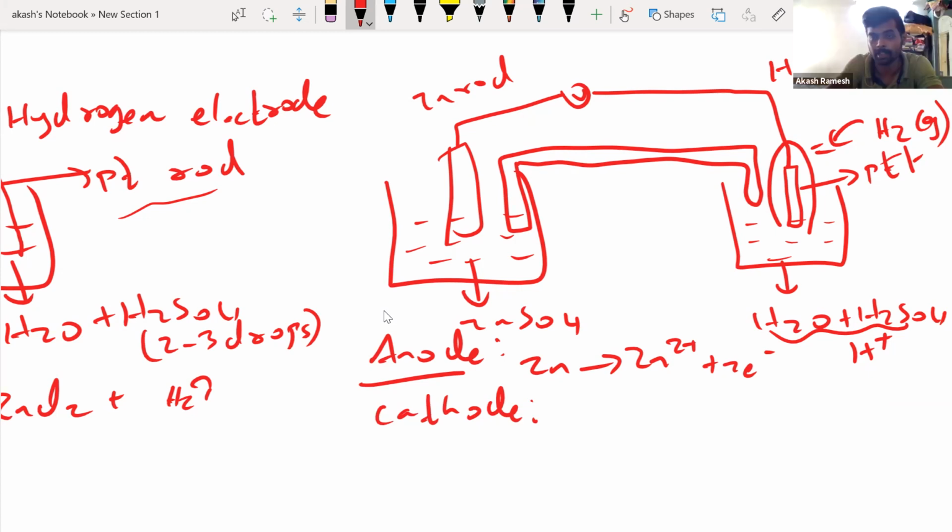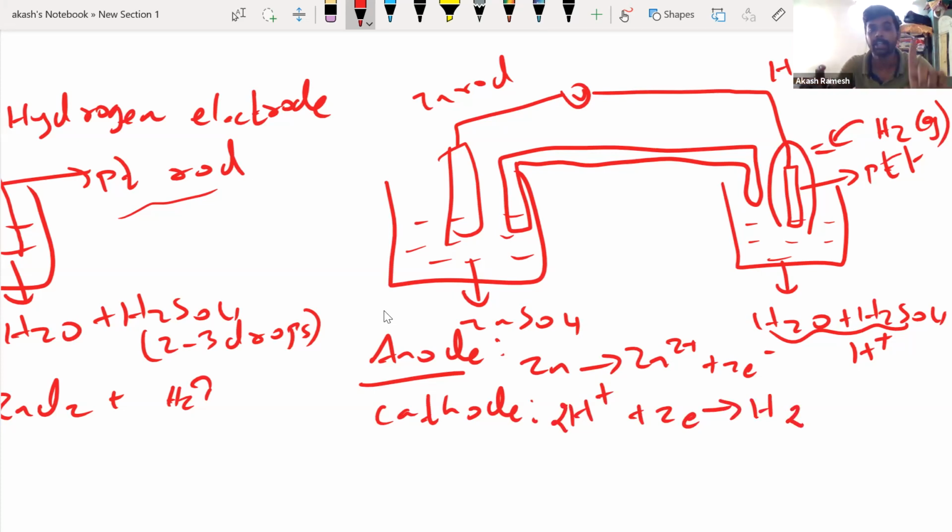If you convert H2 to H+, what is happening? Am I removing electron or adding electron? Removing electron, so that is oxidation. So for reduction I have to convert H+ to H2. In the cathode, reduction has to happen, so I write 2H+ accepting 2 electrons to form H2 gas. This is how you write the reaction.